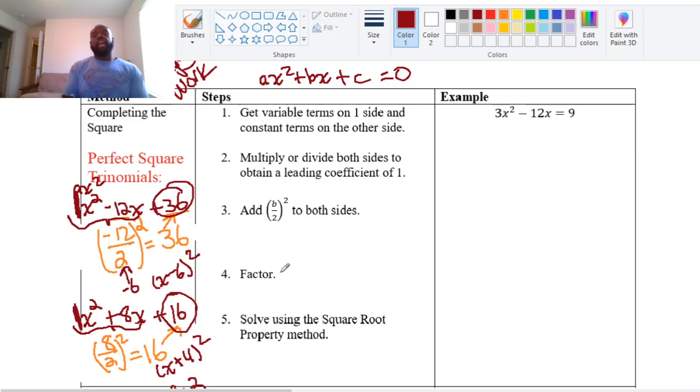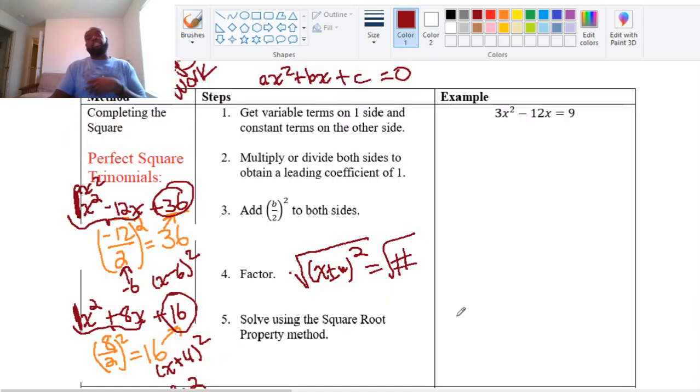We factor, and then we're going to get something squared equals some number, right? And this is going to have our variable in it, right? So if we want to undo that square, we can use the square root property method, which we just learned, to take the square root of both sides. Remember, the square root equals absolute value, or you can remember to put on the plus or minus, and then you'll be able to solve that equation fully.